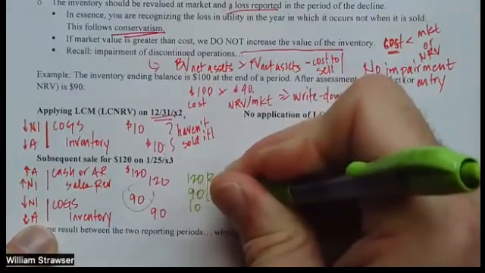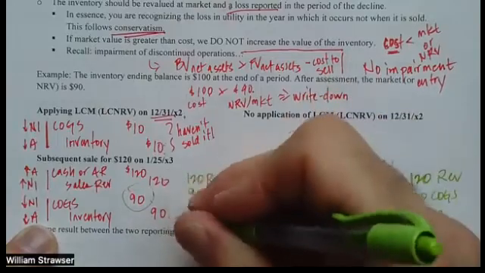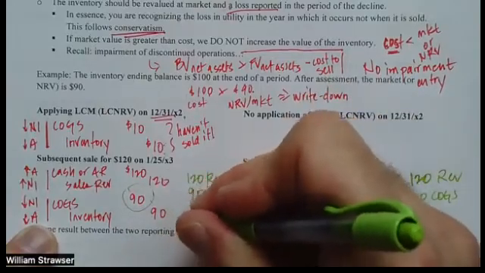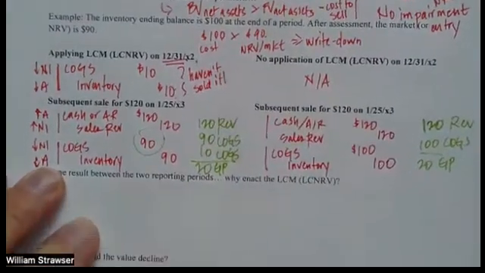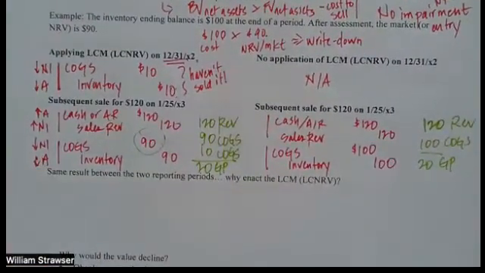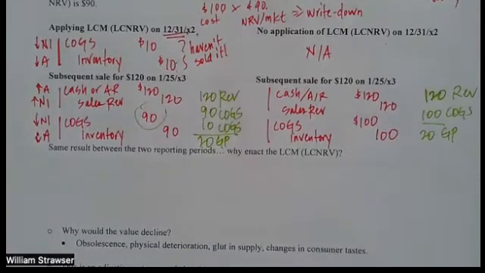But we'll look at them as if we're looking at the revenue between two periods together, still a gross profit of $20. Now, it's the same result. So why enact the LCM, LCNRV principle? To get it at this value. Why are we concerned about it?